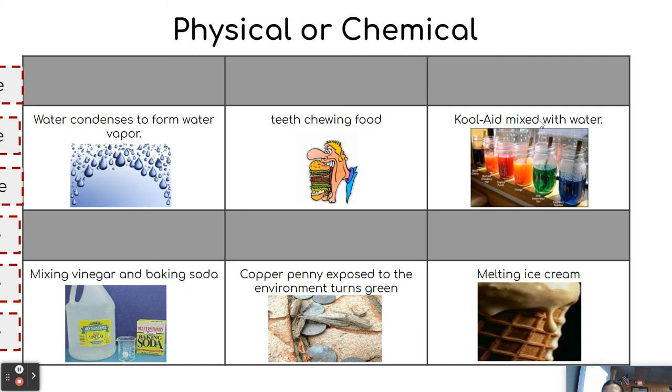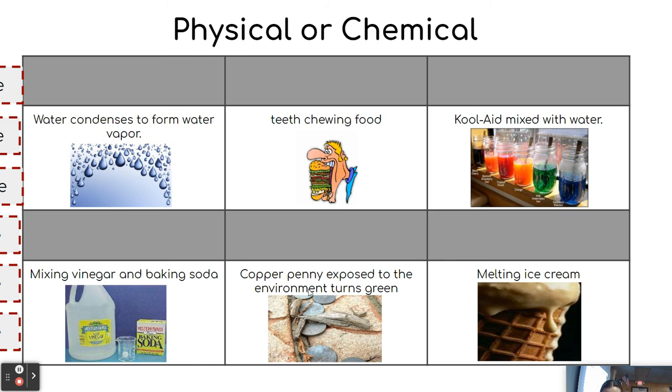Okay, Kool-Aid mixed with water. This is a physical change, because if you mix green Kool-Aid in water, you're expecting green Kool-Aid. Okay, so this is a physical change. We're not getting a new substance. Mixing vinegar and baking soda. Vinegar and baking soda causes a chemical reaction because bubbles and gas would be formed. So the bubbles and the fizzing would indicate production of a gas, so that's a chemical reaction.